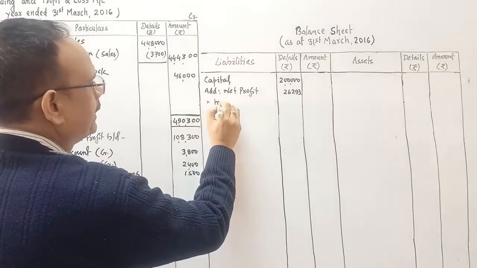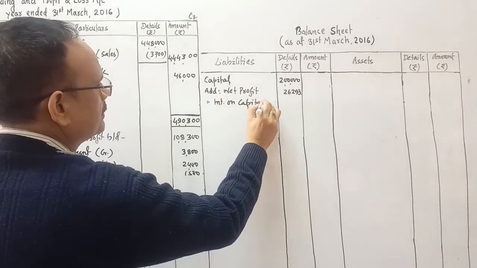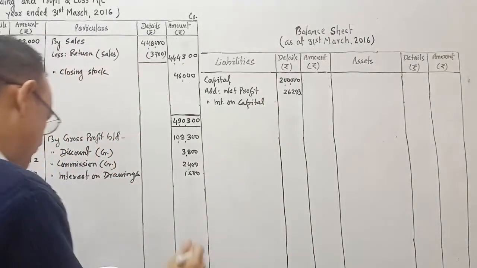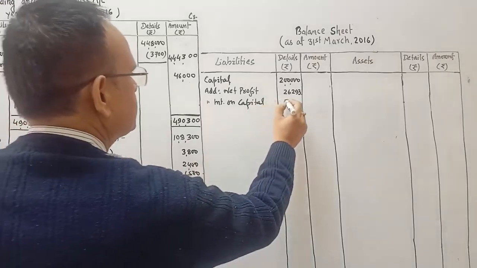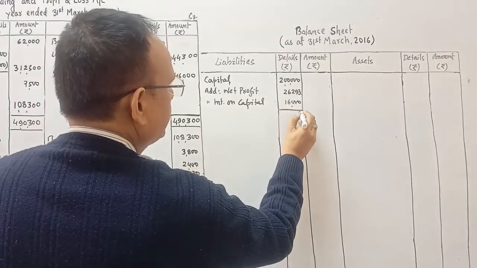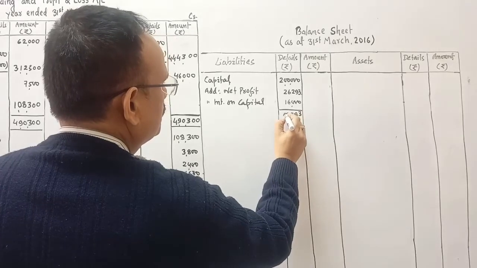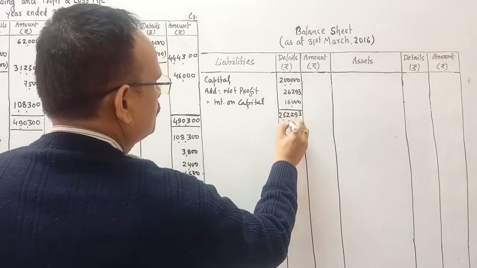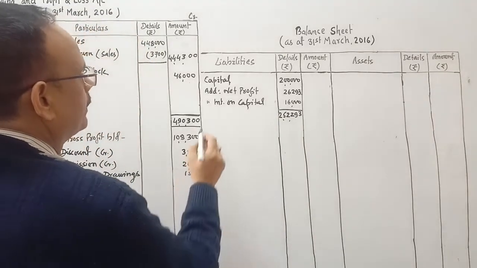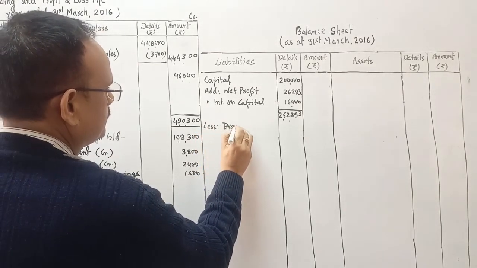Then you add interest on capital which is given in the adjustment, and we have written it in the debit side of the profit and loss account as well. Interest on capital, that is 16,000, 8% of 2 lakhs. Thereafter you add it, and the total is 2,52,293.